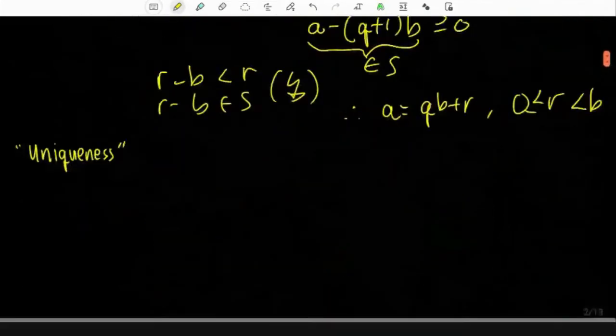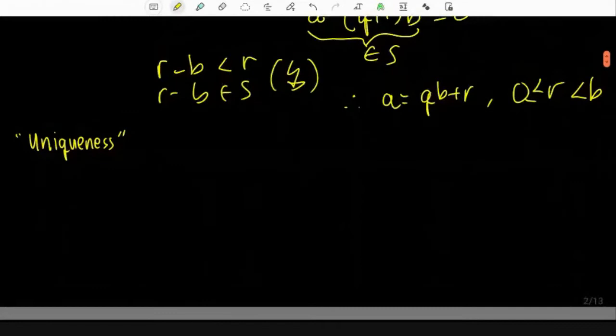Now, how do we show that this pair Q and R is unique? Usually in mathematics, to show that something is unique, we assume that there are two things that satisfy the requirement. Then eventually we show that the two things we assumed are actually equal. Mathematically speaking, if the two things are equal, then that thing is unique. Right? We showed that the two are equal. So the two are identically the same.